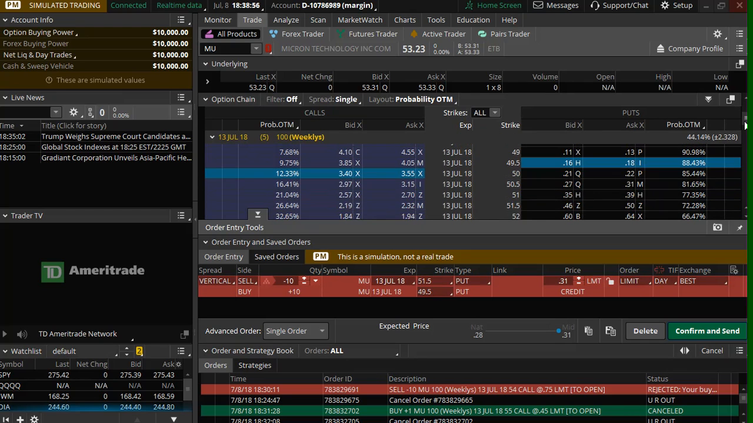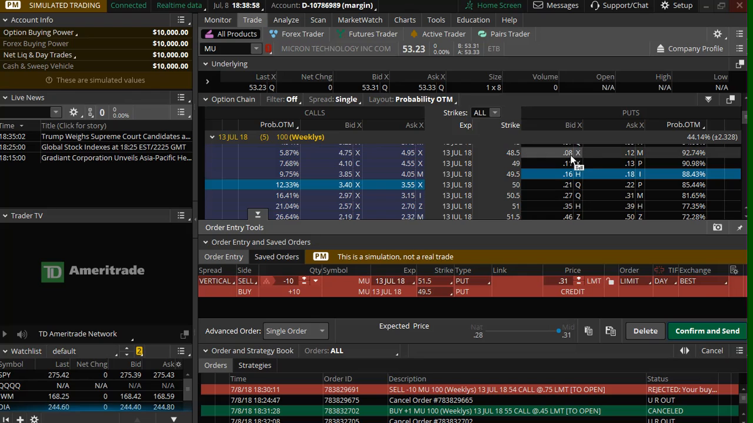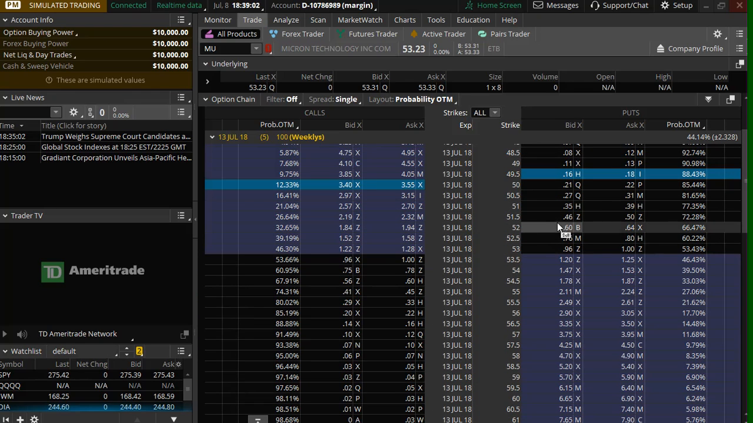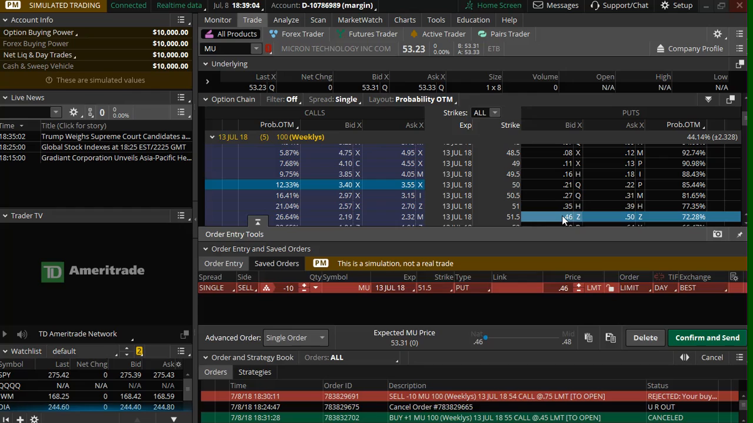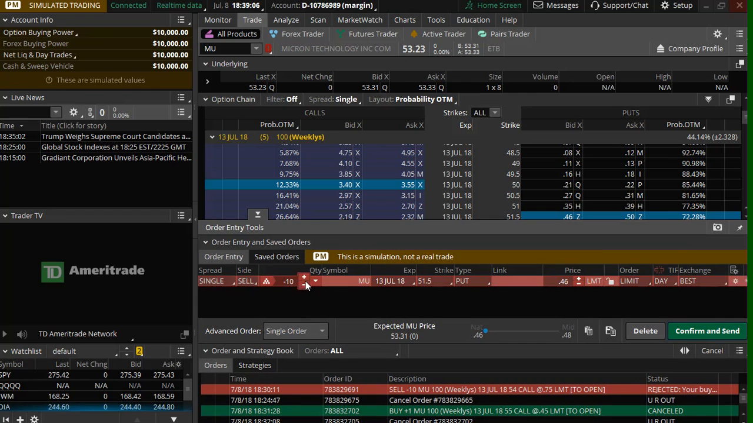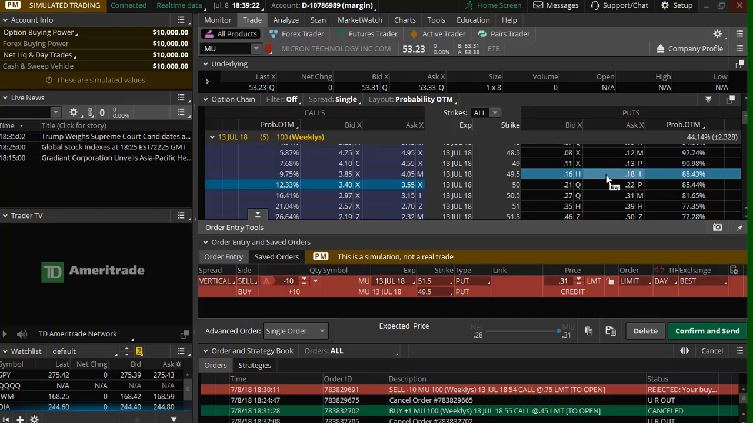Let me do that again so that you can see it on the screen. So if I click 51.50, it will populate the first leg in the order entry screen. Then when I hold down Control and click the 49.50, I want to make sure I click the ask, because again, one leg you're selling and one leg you're buying. This is the leg that we're buying, so I click ask, and that will add the second leg. So that's just another way you can do it.